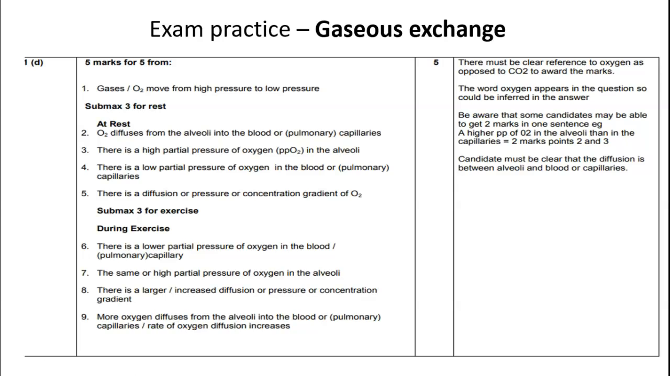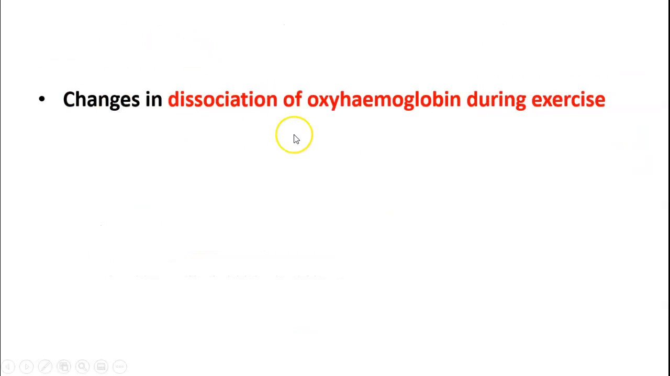Okay, so from here, next question we're going to have a look at. Last topic is the changes in dissociation of oxyhemoglobin during exercise. So when this question comes up, it's a very specific question, although you would obviously get credit for your understanding of oxygen and carbon dioxide diffusion gradients during exercise. But there is some additional stuff we have to remember here.